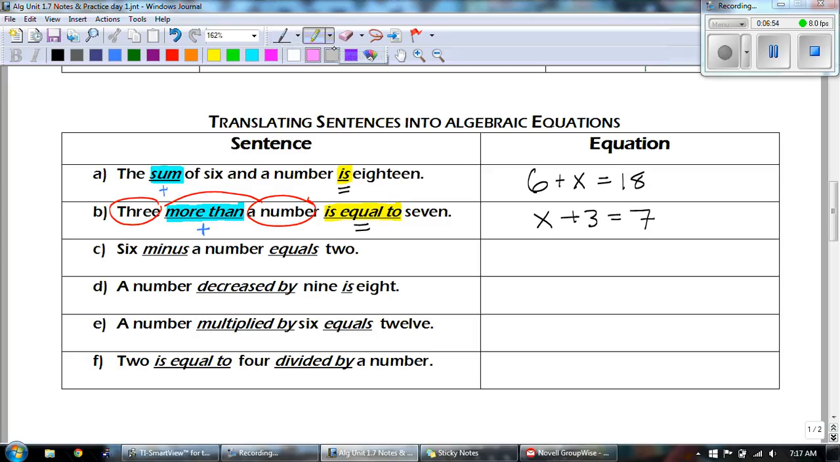Next one, 6 minus a number equals 2. Minus is subtraction, and equals is our equal sign. So we have 6 minus a number equals 2.